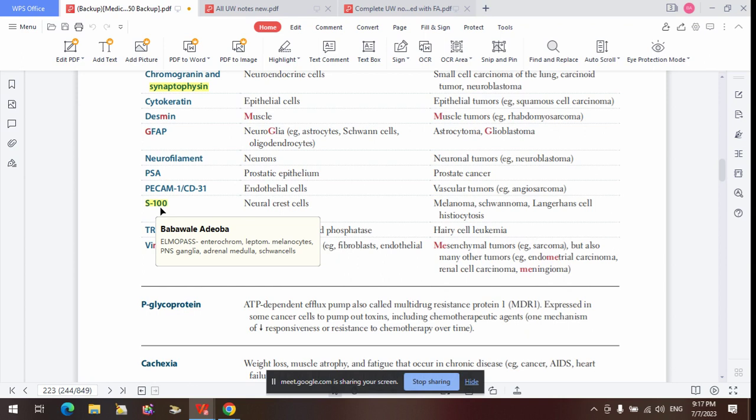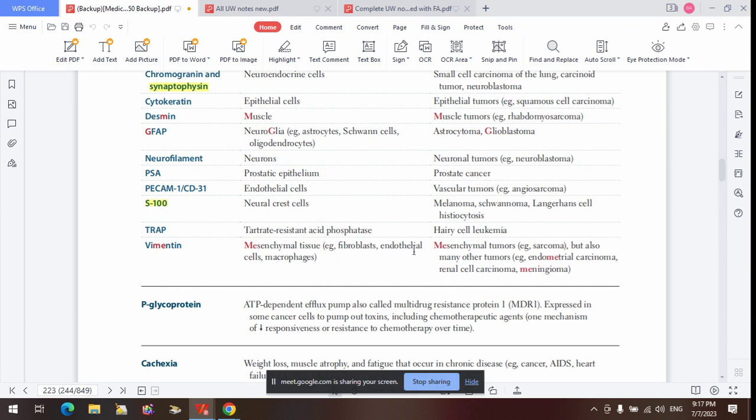The E is from the enterochromaffin, the L is leptomeninges, and the M is the melanocyte. That's why melanoma can stain for S100, because it's one of the derivatives of the neural crest. The S is the Schwann cell, so schwannoma can show this.